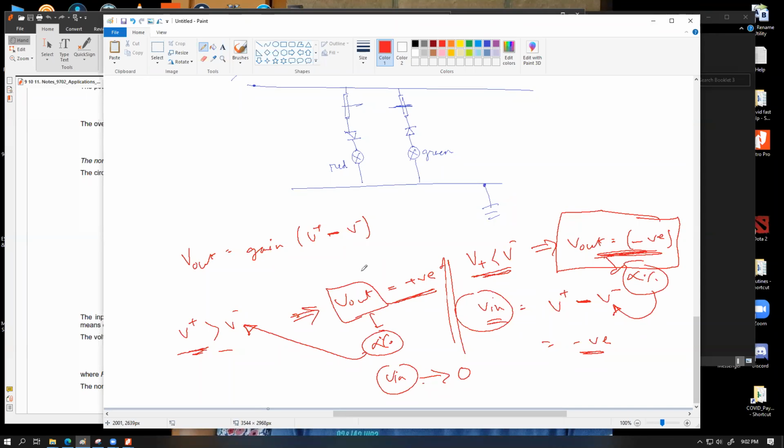No, we are. This subtraction is mathematical subtraction. This is not modulus. This is bracket. Always bracket. This is mathematical subtraction, not difference. This is essentially why V in itself can be positive or negative. If V plus is bigger than V minus, it means V in is positive, or vice versa.